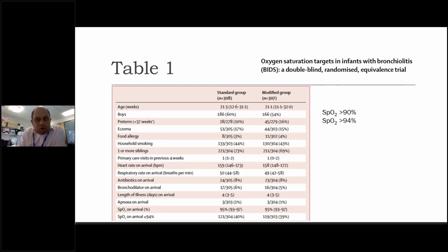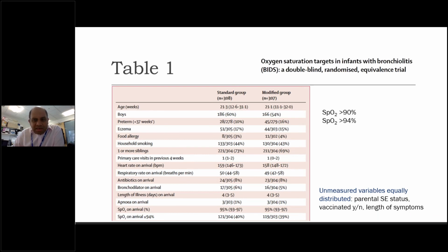But what is important to know is that, well, you might think, actually, if you randomize, you get all these table 1 characteristics roughly equal. You can see food allergy, 3% versus 4%, antibiotics on arrival, 8% versus 8%. Look, they look really balanced. But what's actually more important is that all the things that you haven't measured in table 1 are also going to be equally balanced. There may be hundreds of things different between these patients, which might get equally balanced by randomization. So you don't know the parental socioeconomic status, whether they've been vaccinated, whether they've had 5 days of symptoms or 3 days of symptoms or 2 days of symptoms. None of it is in the table 1.